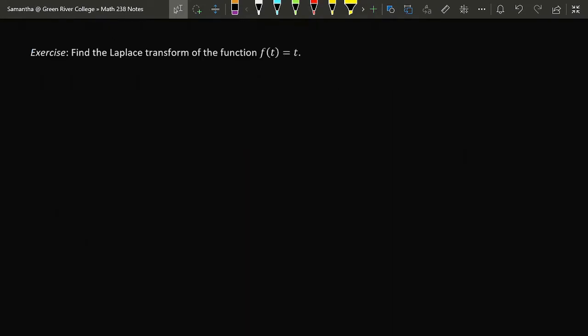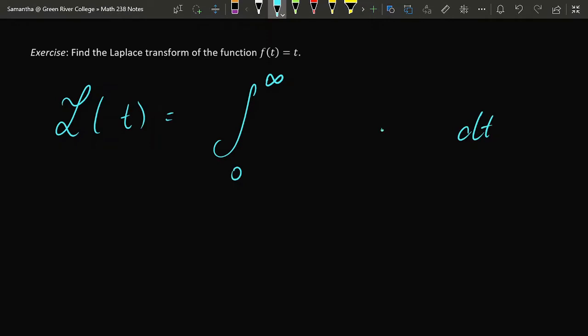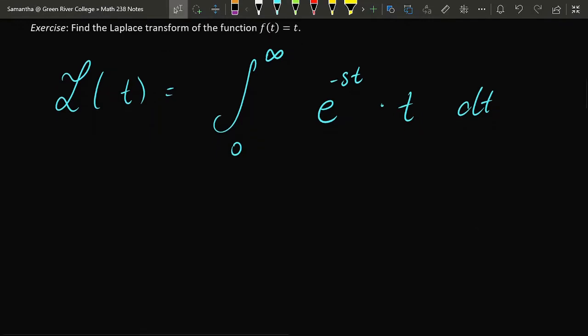So let's go ahead and practice using that definition to find the Laplace transform of the function f of t equals t. And the definition says if you want to find out that function, integrate as t goes from 0 to infinity the product of your function, in this case t, with the exponential e to the negative s times t. So in order to calculate this integral, it looks like I will probably have to use integration by parts.